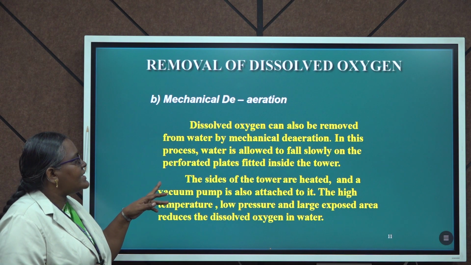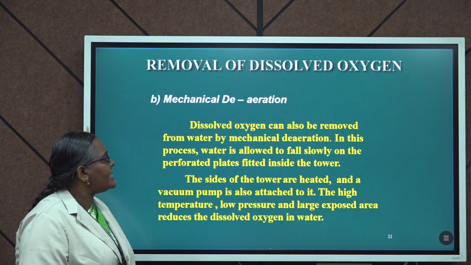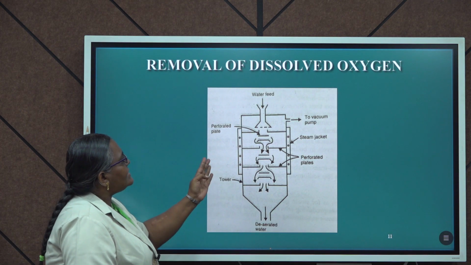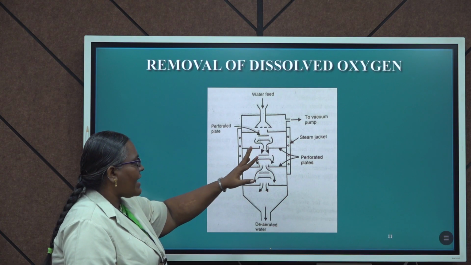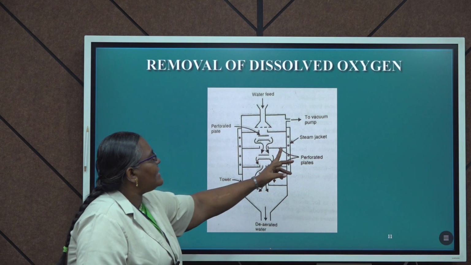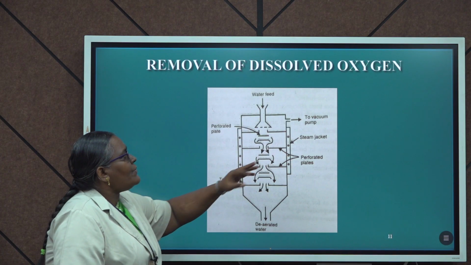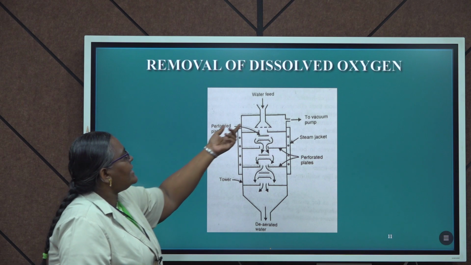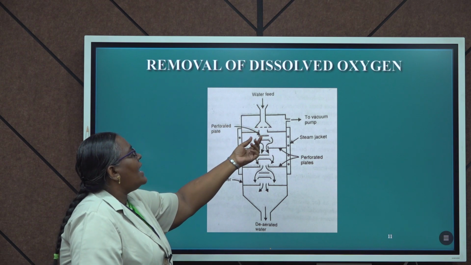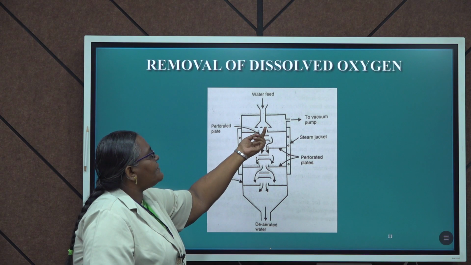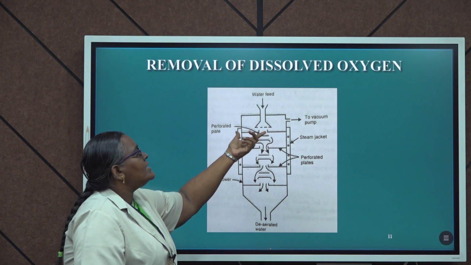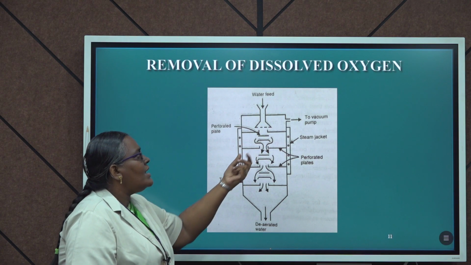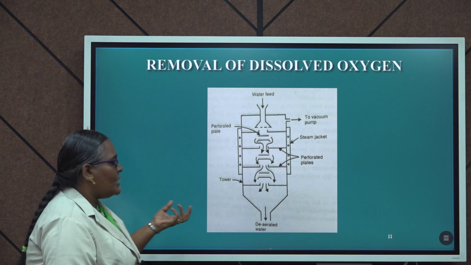Next, mechanical deaeration. For this we have a setup. You can see this setup. It is a long tower. The tower is connected with a vacuum pump and outside it has a steam jacket. So, we will have high temperature and low pressure. When water is fed from the top side, it is spread out. When it spreads out, at the same time with high temperature and low pressure, dissolved oxygen is removed.